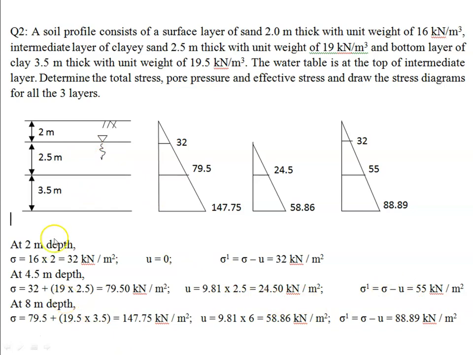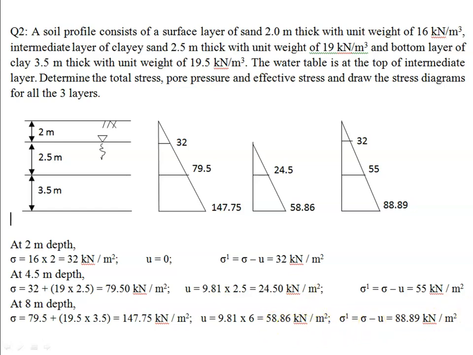Then we can find the effective stress. Then at 8 meter depth, at this level, total weight of soil. What is the total weight of soil? Weight of this layer plus weight of this layer plus weight of third layer. So weight of first 2 layers is 79.5 and weight of third layer is 19.5 into 3.5, so that we can find the total stress. Then pore water pressure. Total weight of water above this level. It is nothing but total depth of this particular layer, that is 2.5 plus 3.5, that is 6 meter into unit weight of water 9.81, so that we can find the pore water pressure and then effective stress.